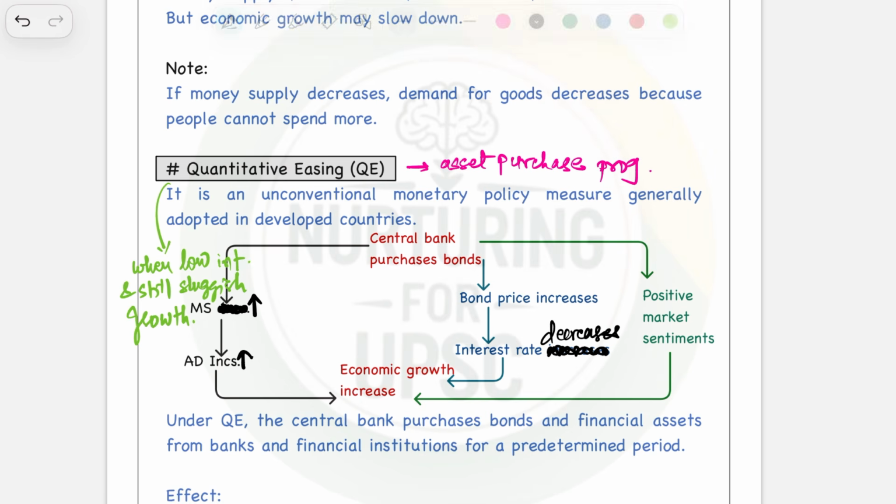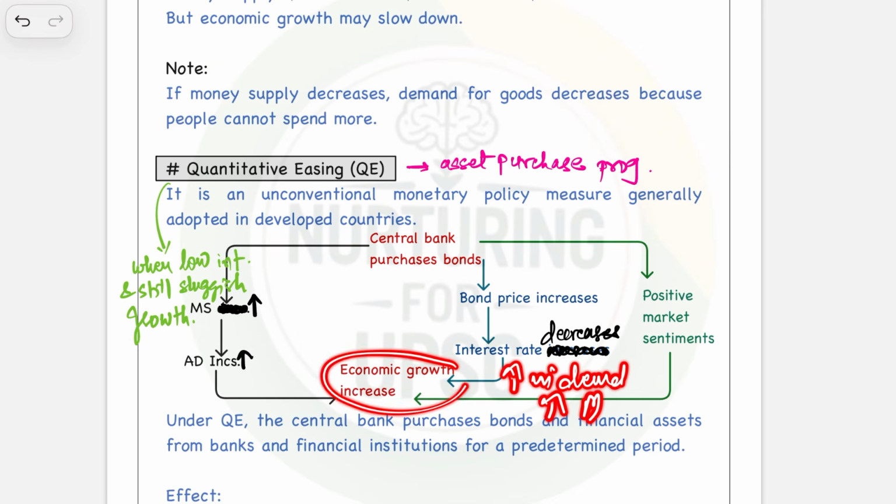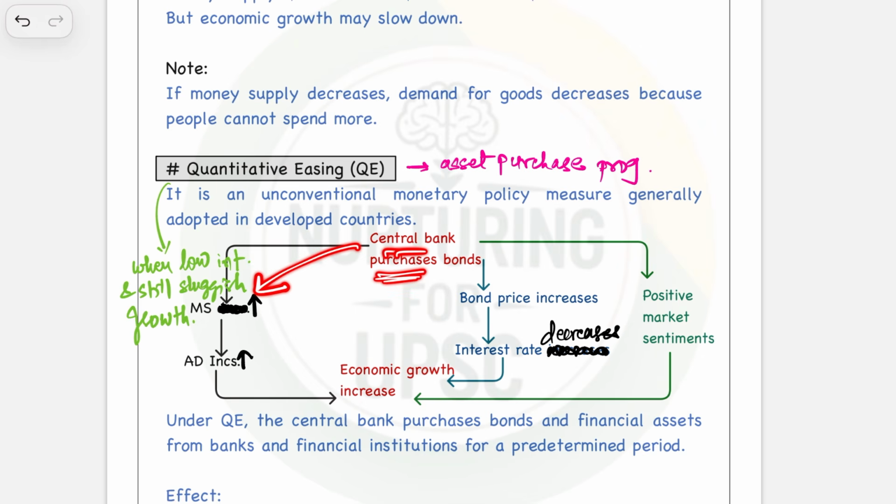And this decrease in interest rate would mean that there is an increase in demand, increase in purchasing power, and there is economic growth. It also means that since RBI is purchasing the bonds, it is infusing money in the economy. It would also mean that monetary supply in the economy increases, aggregate demand increases, and there is economic growth. And also it means that there is a positive market sentiment.